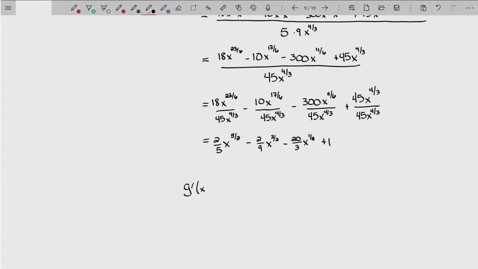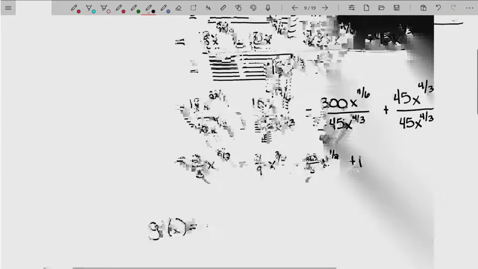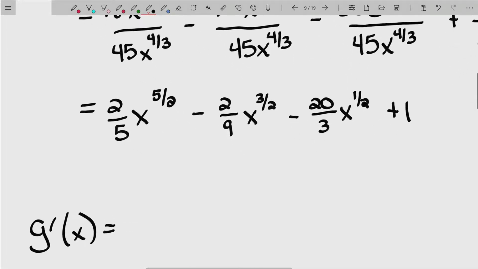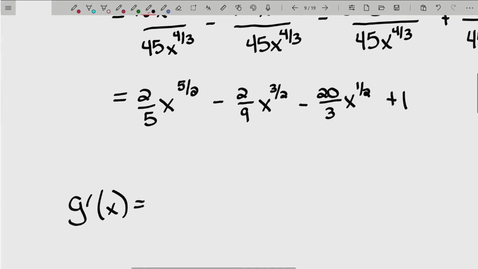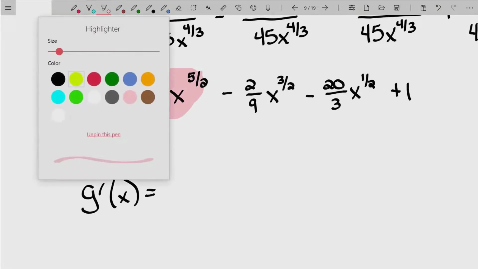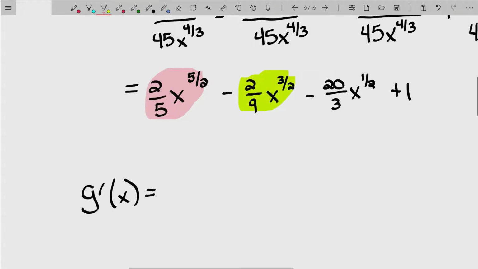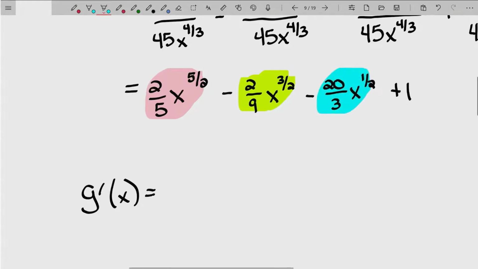G prime of x is equal to, remember, we have a theorem that says that you can break apart a function into its component terms. So we can look at the derivative of 2/5 x to the 5/2. I'll highlight. We can look at the derivative of this, and then move on to look at the derivative of this, and then move on to look at the derivative of this guy right here. And the last one, the derivative of 1, we know is 0.